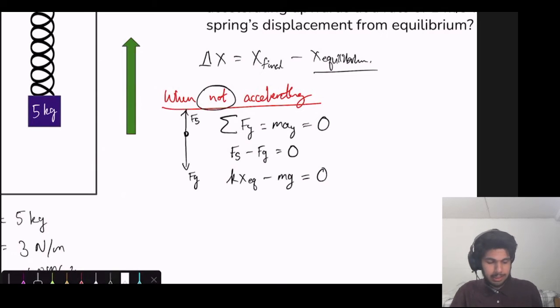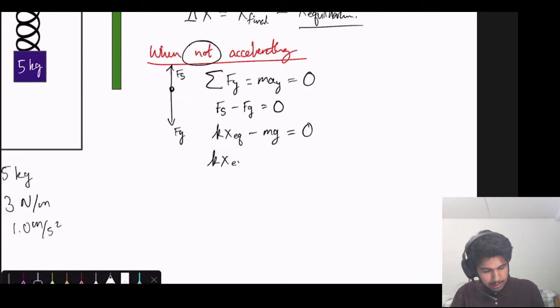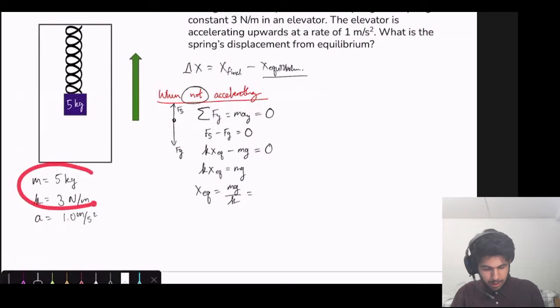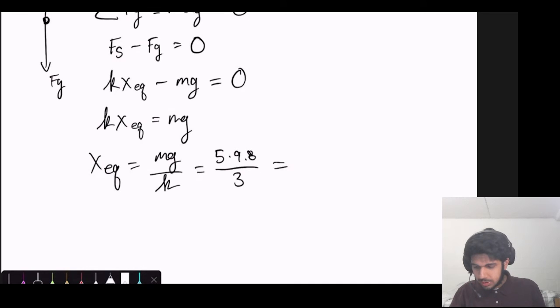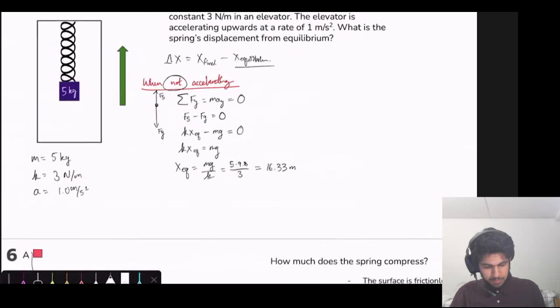And we're trying to solve for this x_eq, right? We want to put it in here eventually, once we get x final. So we can solve for x_eq. First we'll say k x_eq equals mg. So x_eq equals mg over k. And we're given values for m and k, and g we know to be the gravitational constant. So this is going to be equal to 5 times 9.8 divided by 3. So that's going to be equal to 16.33 meters.